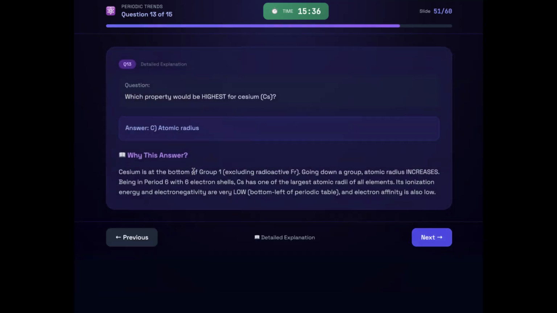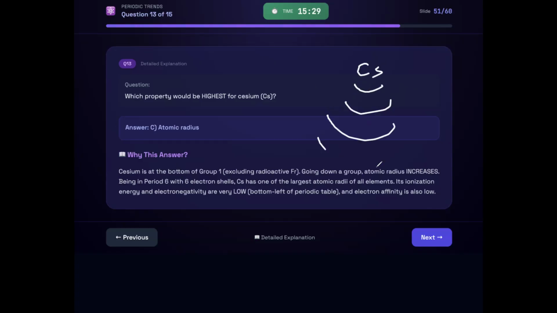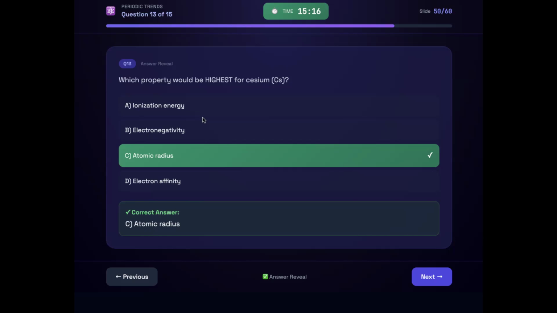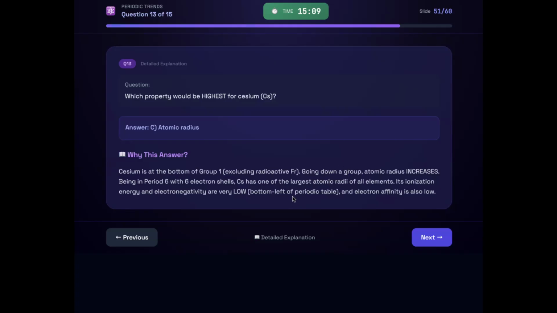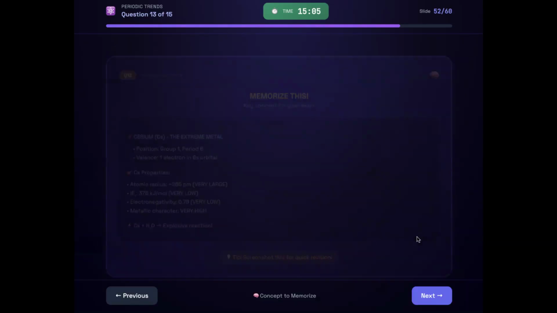Why? Because it's very easy to remove the electron. Can you see where the electron is? Cesium is here, and you have many layers of electrons. The electron is very far, and it's also shielded too much from the nucleus. So you can't say the ionization energy is high. It's very small. The radius is big, but you cannot say the electronegativity is big. Electron affinity is also low. It's very difficult to add an electron to this one.